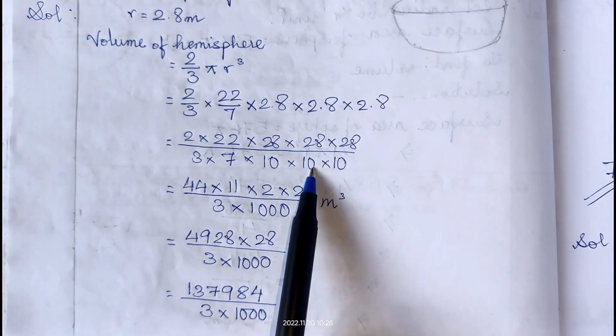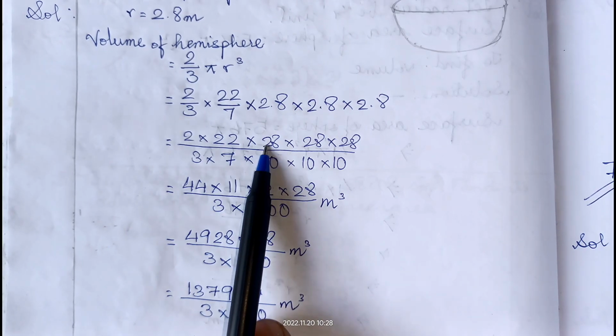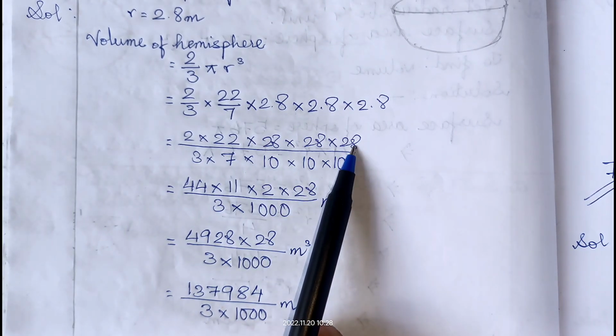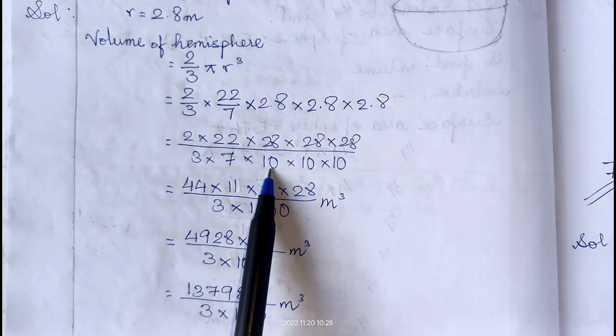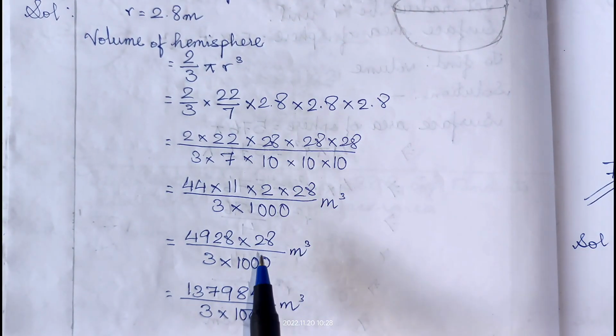Here also 28 by 10. So we are going to get 2 into 22 into 28 into 28 into 28 divided by 3 into 7 into 10 into 10 into 10. Just instead of 2.8 we are writing 28 by 10.